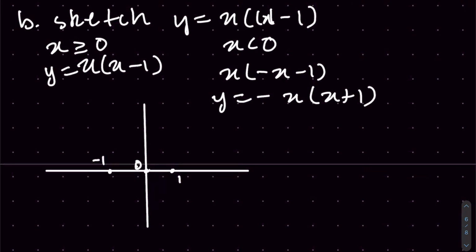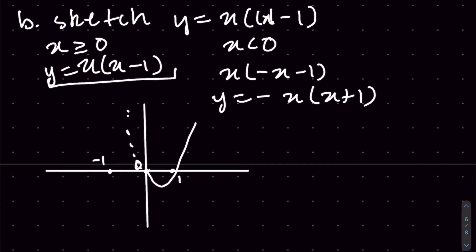Just looking at x is greater than 0, so this function right here, we will get the intercepts at 0 and 1, and it's an upward facing parabola since the leading term is positive. It will look like this, and this function would be here.